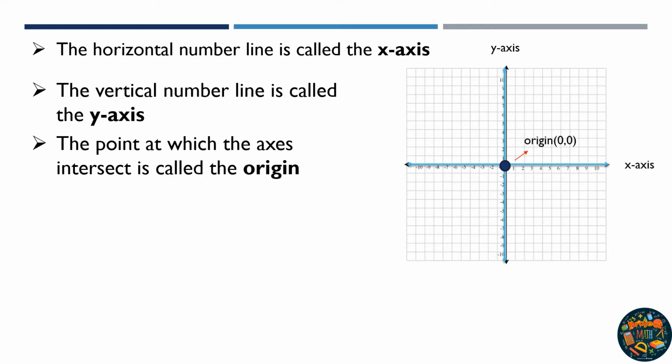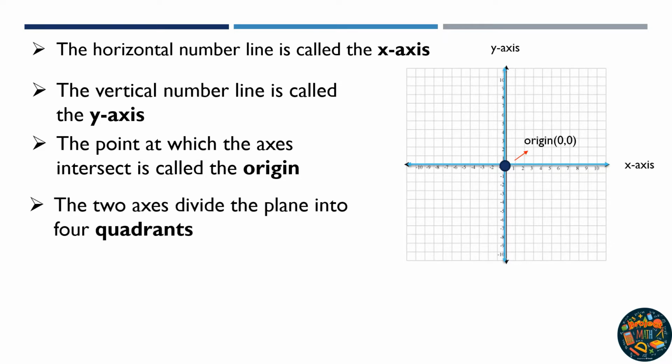The origin has the coordinates (0, 0). The two axes divide the plane into four quadrants. Quadrants are named using Roman numerals, beginning with the top right quadrant and moving counterclockwise. So, this is quadrant 1, quadrant 2, quadrant 3, and quadrant 4.